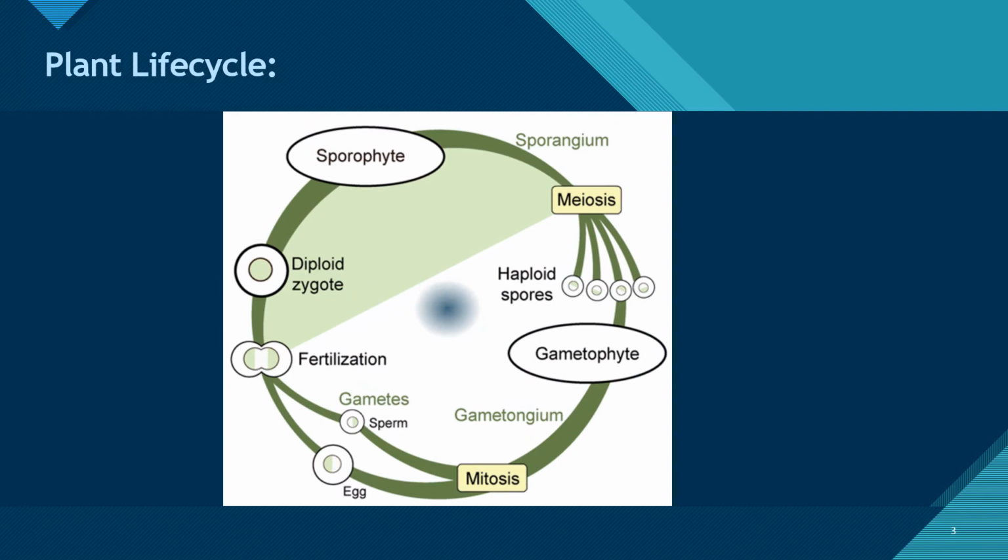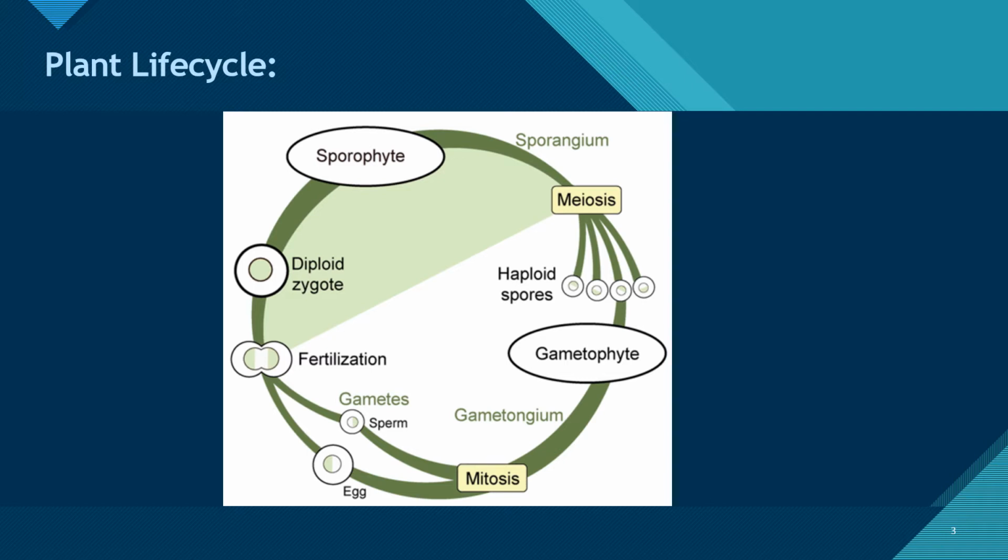So the plant life cycle. They vary among plants, but have some similarities. Plants go through an alternation of generations. For example, one generation is the haploid generation, which is the gametophyte generation, and the other one is the diploid generation, which is the sporophyte generation. So we can see both of those on the chart up there.